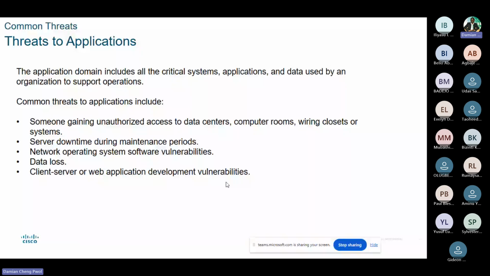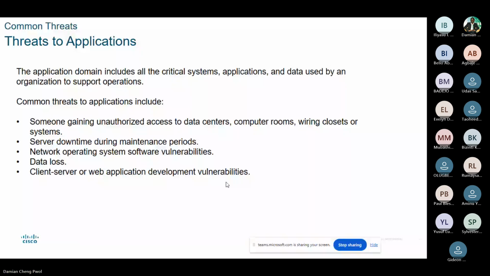Network operating system software vulnerability. Switches and routers have their own operating systems that need to run to redirect traffic. Those can also be vulnerable, where attackers may exploit. Data loss, client-server or web application development vulnerability. So these are common threats with applications.